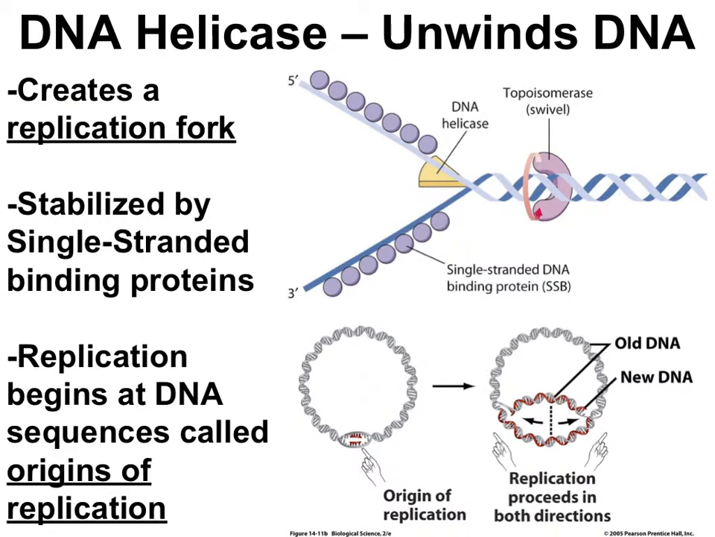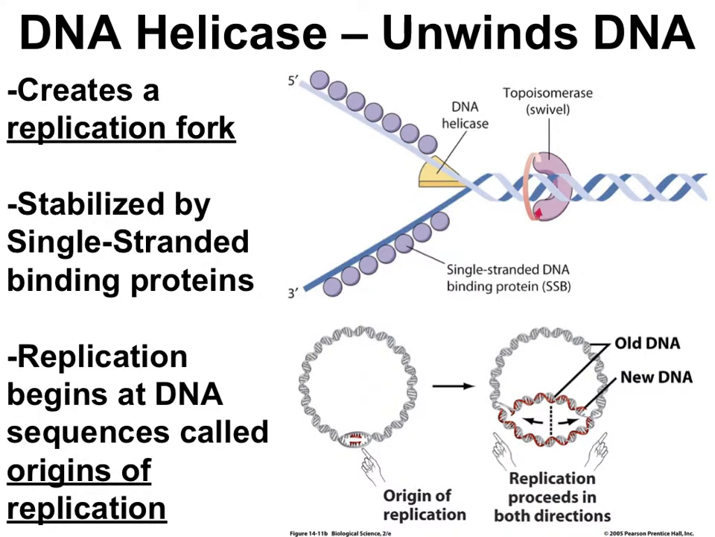DNA helicase is the enzyme that unwinds and unzips DNA. Unzipping the DNA exposes the nitrogen bases to get copied. DNA is held in its open conformation by these proteins right here called single-stranded binding proteins.